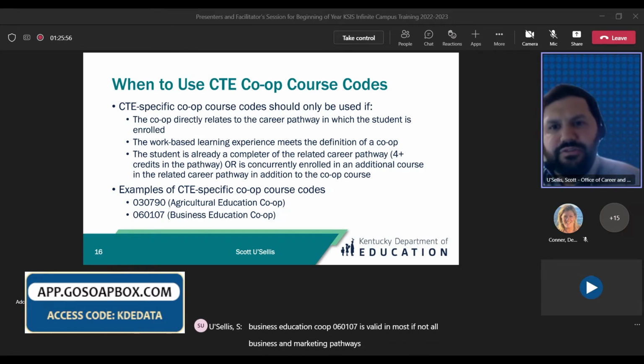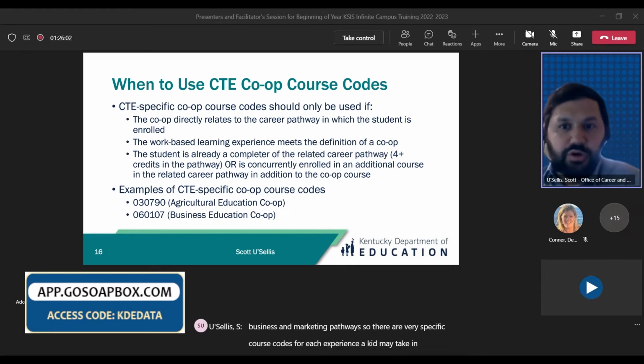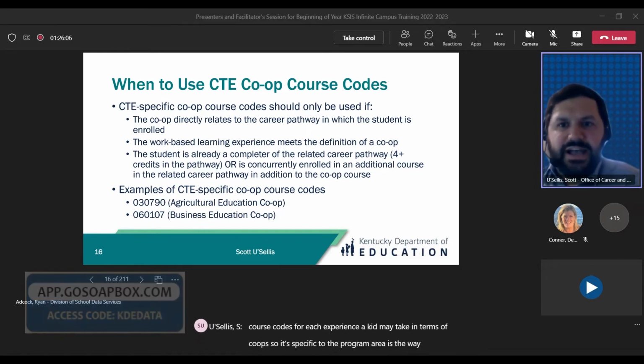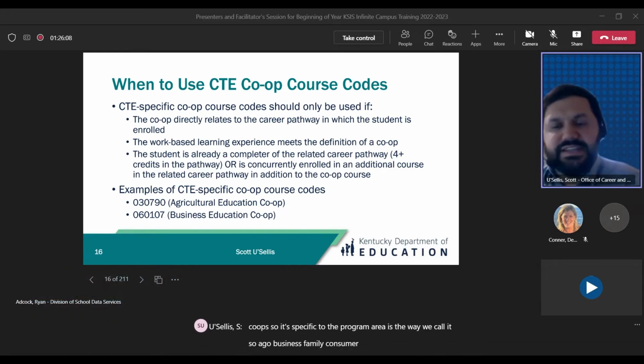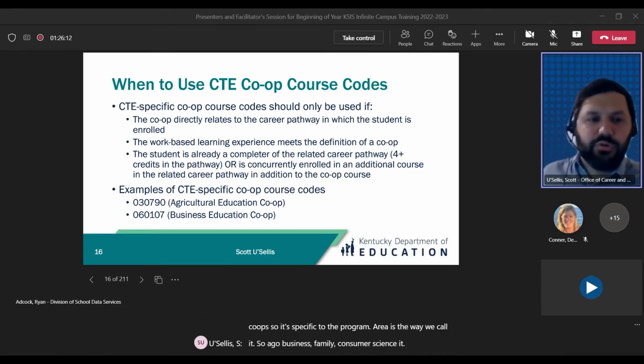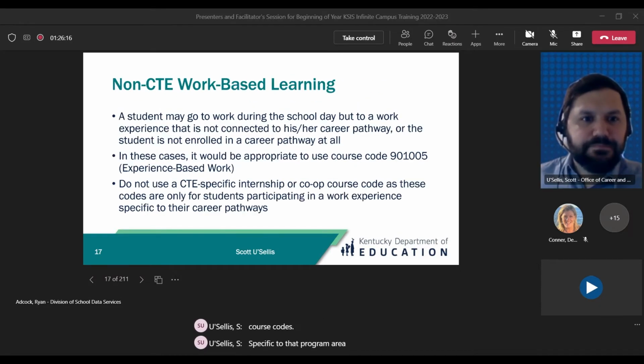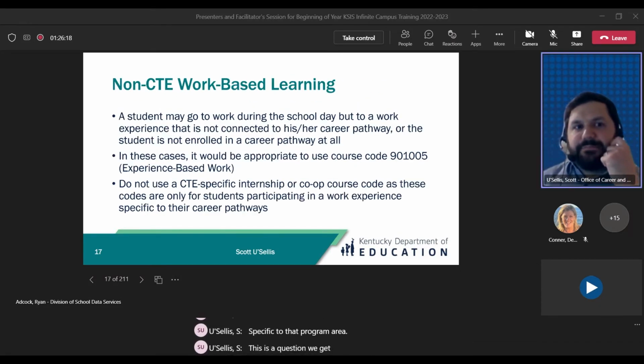So there are very specific course codes for each experience a kid may take in terms of co-op. It's specific to the program area, is the way we call it. So ag, business, family and consumer science, IT, construction, etc., are all going to have their own co-op course codes specific to that program area. This is a question we get a lot.